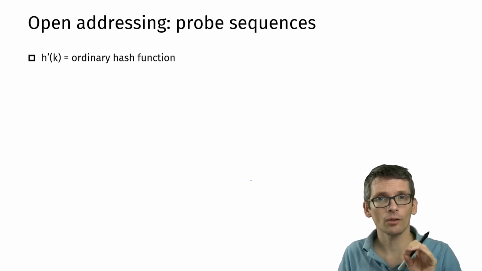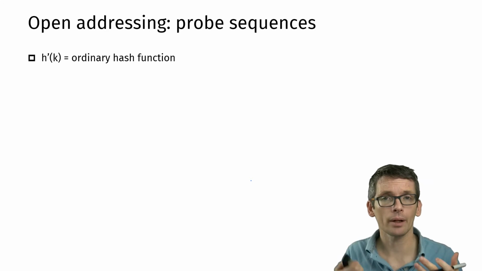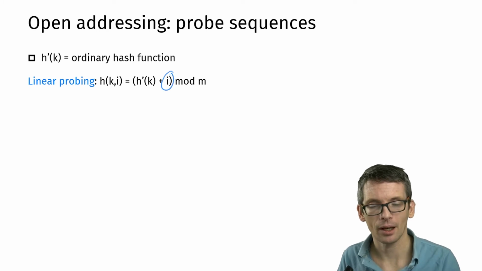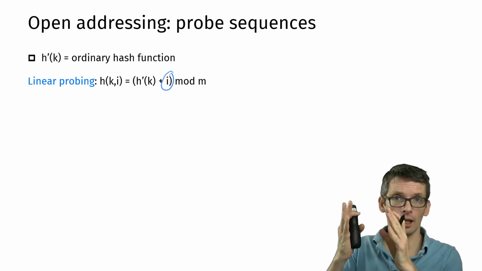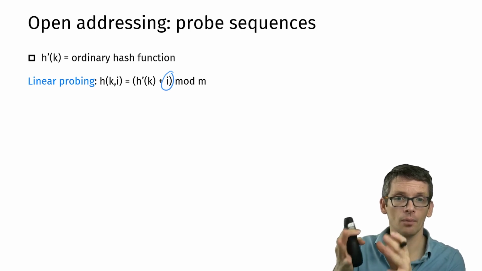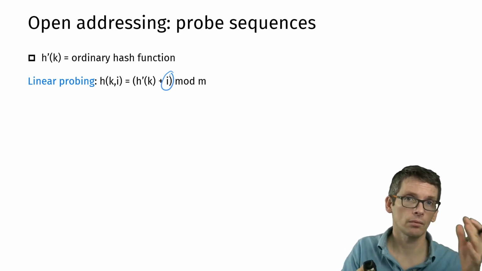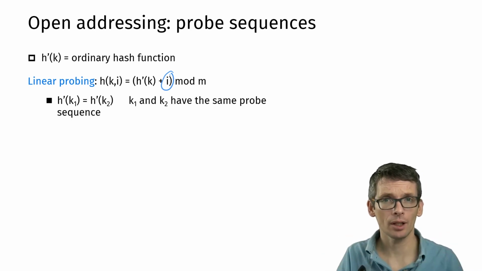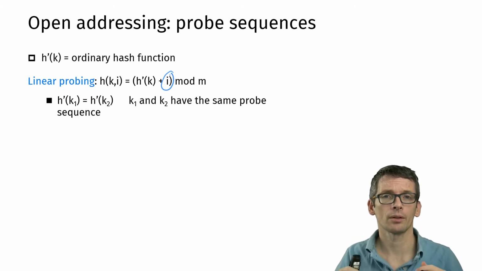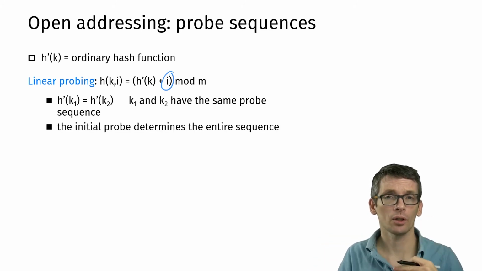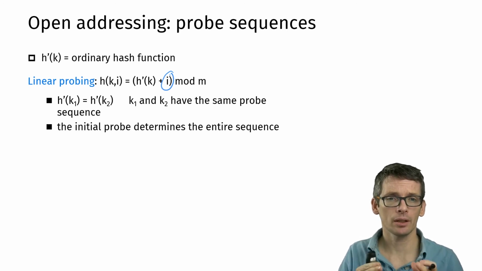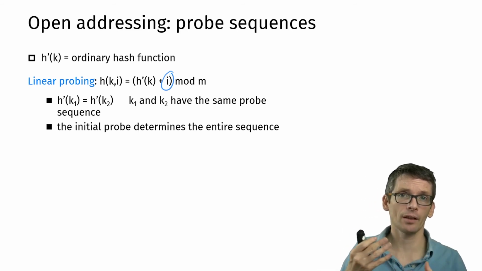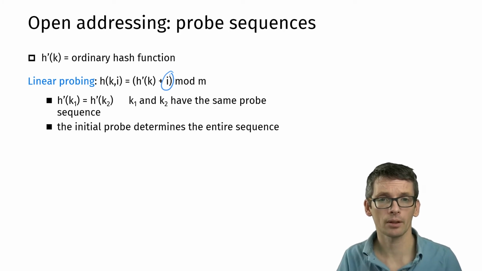Now there are different ways of generating probe sequences. The first and simplest one, and the one that we've already seen, is linear probing, where I simply take a plus i term, meaning I check whatever I get by the ordinary hash function, but if that's taken, I check the next spot, and so on. A problem here is that two keys that hash to the same cell will also have the same probe sequence. So the initial probe determines the whole sequence, and overall there are only m distinct probe sequences. So ideally you would want to have more different probe sequences, because then those probe sequences distribute elements more randomly.